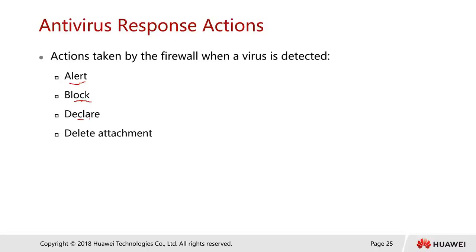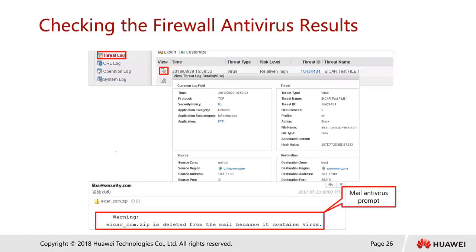Declare is for virus-infected email messages. The device permits it, but it adds information into the email body to announce that a virus was detected, and it generates messages. This typically appears in SMTP traffic and also POP3. And also delete attachment, which is again for sending and receiving email. They will delete the attachment and put it into the log as well.